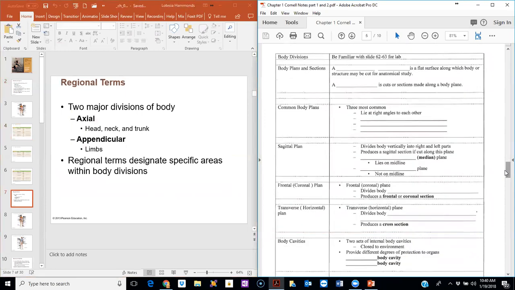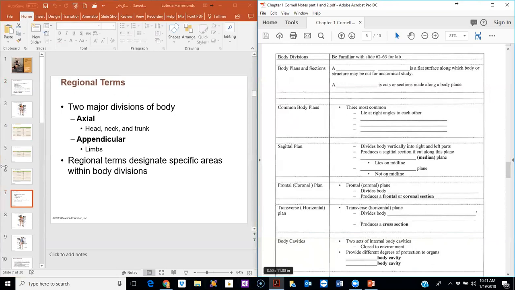Now, my notes say be familiar with slides 62 and 63. I actually did a combination of part A and part B of the PowerPoint, but I wasn't able to locate that. So for part B, this particular one, it's going to be slides 8 and 9. 8 and 9 is where you're going to find those directional terms, body planes and body sections.